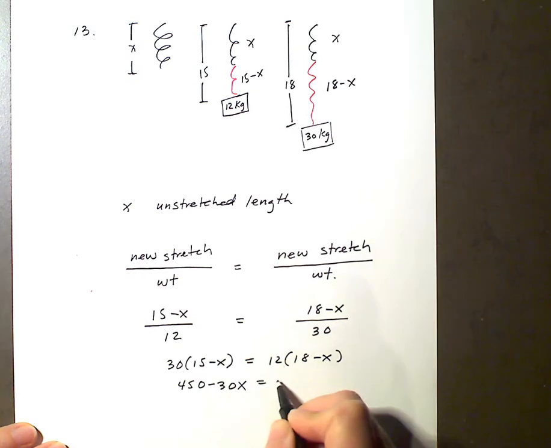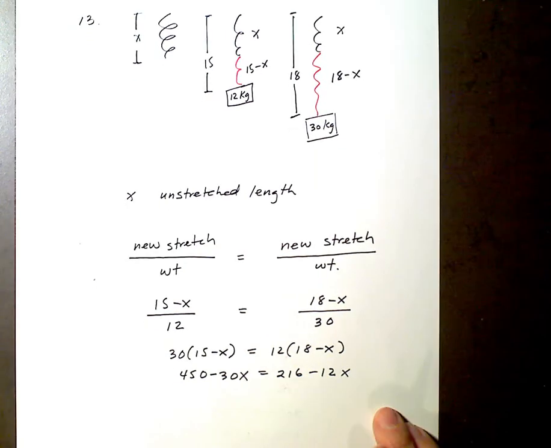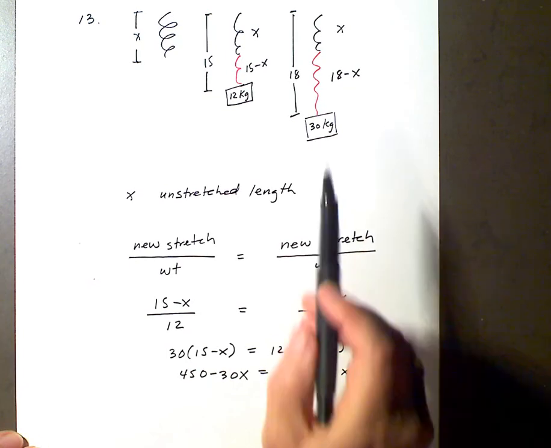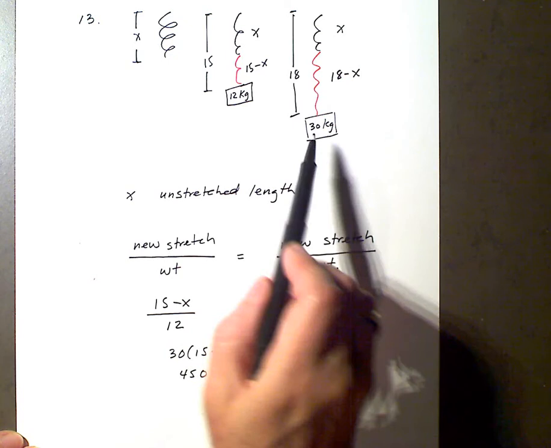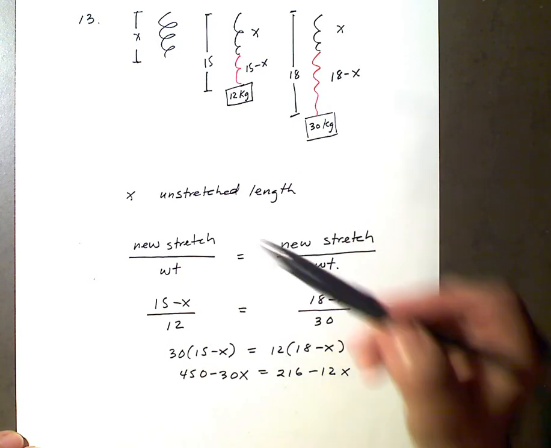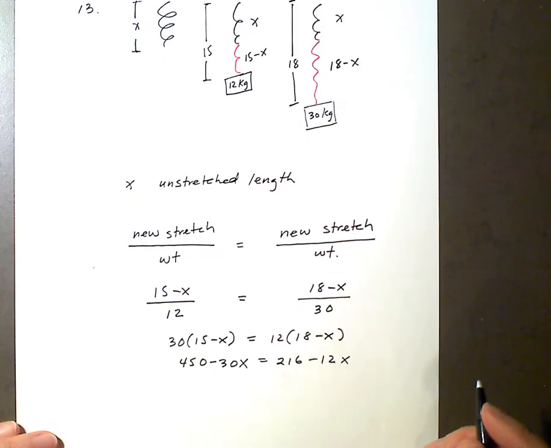There are other ways to do this problem, just to set up a linear equation using finding a slope between 18 and 15 and 30 and 12, and then writing an equation and plugging in zero weight and finding out what X is that way too. But this way uses a proportion.